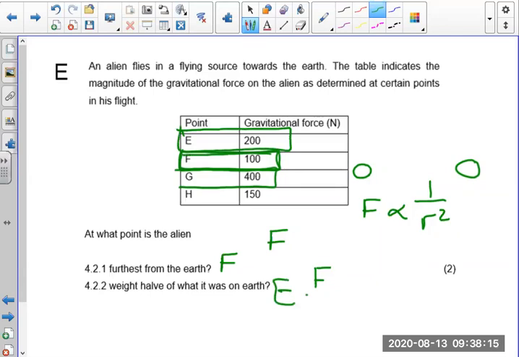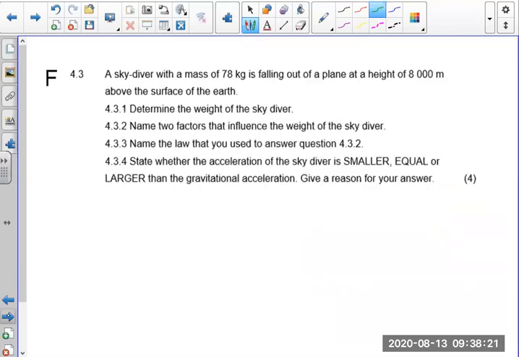Okay. Right. The next one is 4.3, number F. Let me just see there, 4.3. Yeah, okay, now I have it. A skydiver with a mass of 78 kilograms is falling out of a plane at a height of 8,000 meters above the surface of the Earth. Determine the weight of the skydiver.